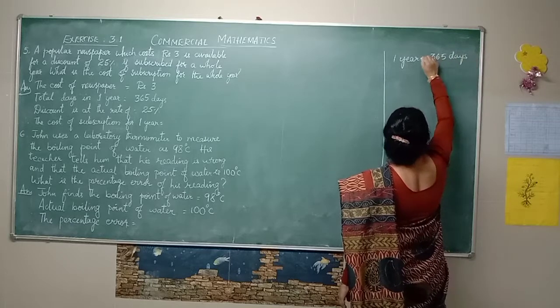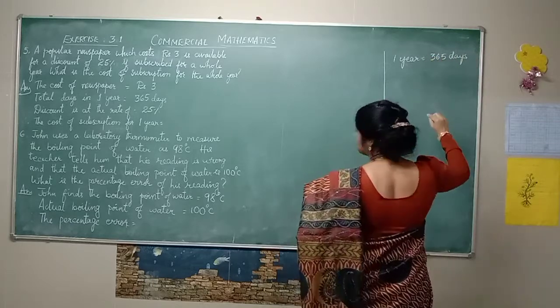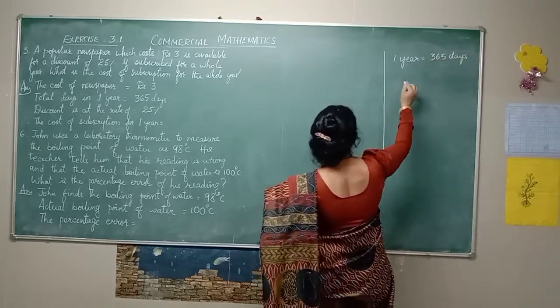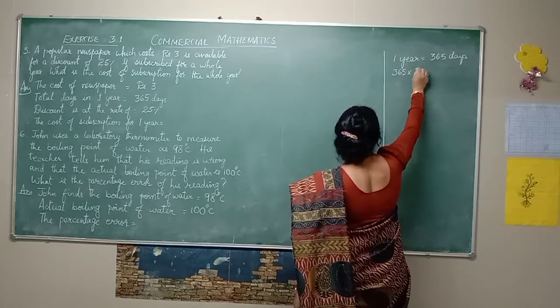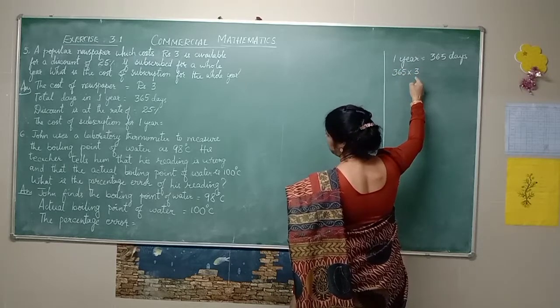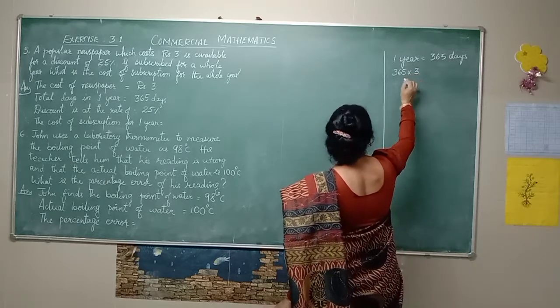Understood? So for 365 days at the rate of rupees 3, how much does it come to? 365 into 3 rupees for one day. Okay, this is the actual rate.